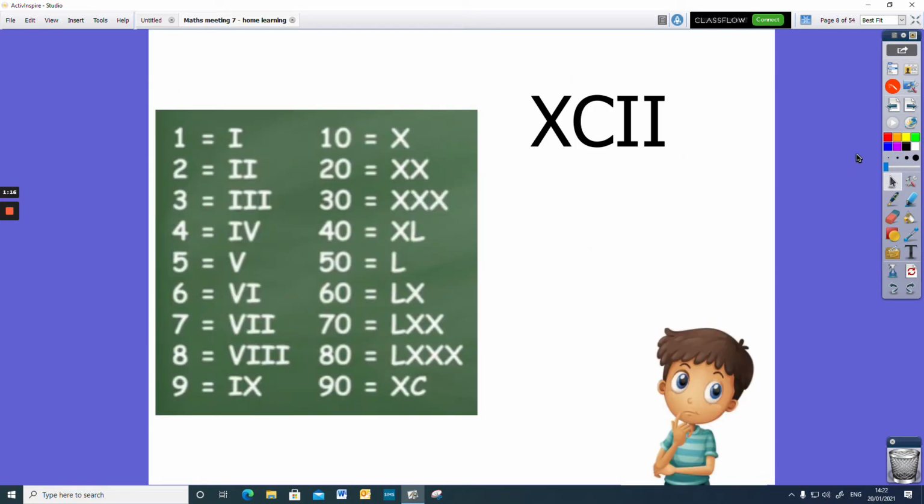Okay, we've got our Roman numerals. I want you to have a look here. XCII. Use the box here to turn XCII into a 2-digit number. Okay. Off you go.